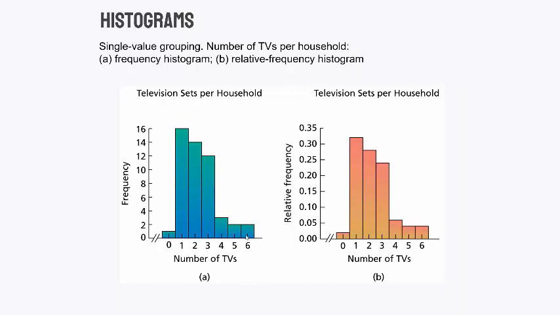Now you could do relative frequency instead. Okay, so instead of frequency, you have those relative frequency values here. And notice that the two histograms look exactly the same. And that's what will happen. It doesn't matter if it's frequency or relative frequency, the histograms will look exactly the same.